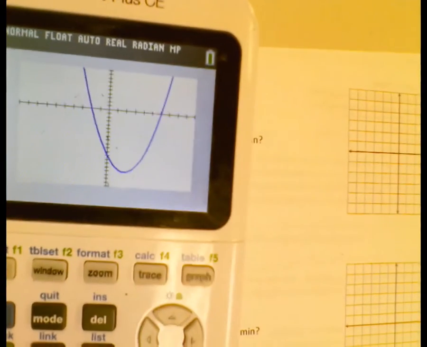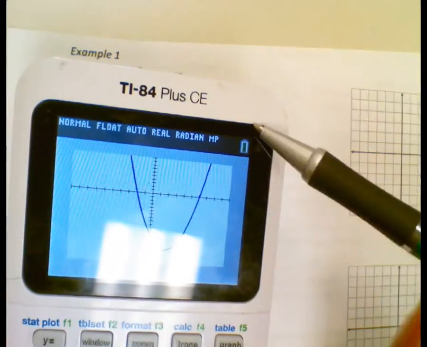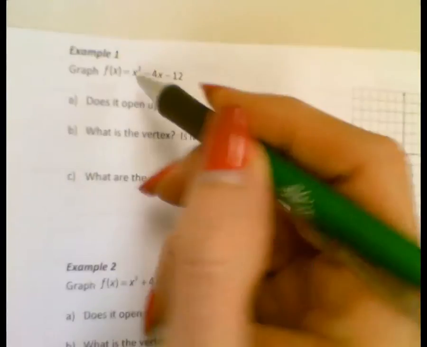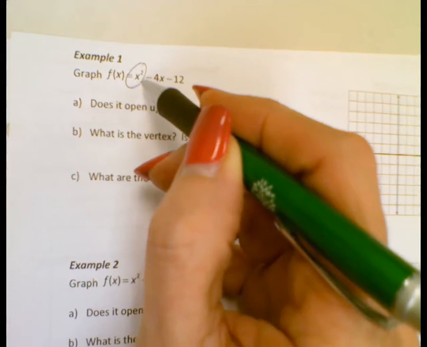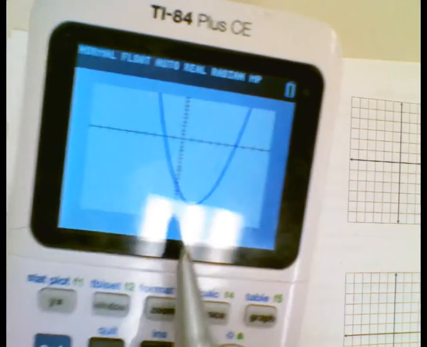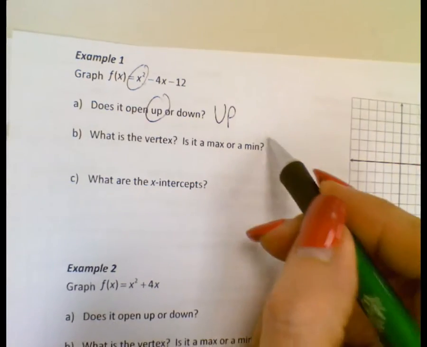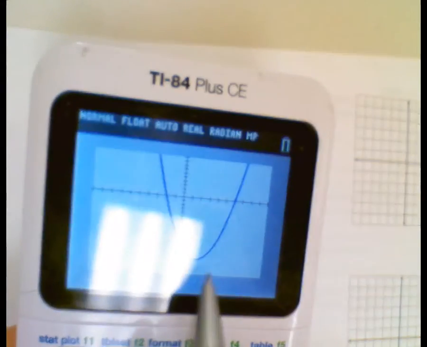So this is what we need. The first thing we're going to do, it says, does it open up or down? This graph clearly opens up, and that's because the x squared term is positive. If the x squared term is positive, it's going to open up. That's your first question. What is the vertex? That vertex is right here, the turning point down here. They asked if it's a min or a max. It's a min because it's the lowest point on the graph.